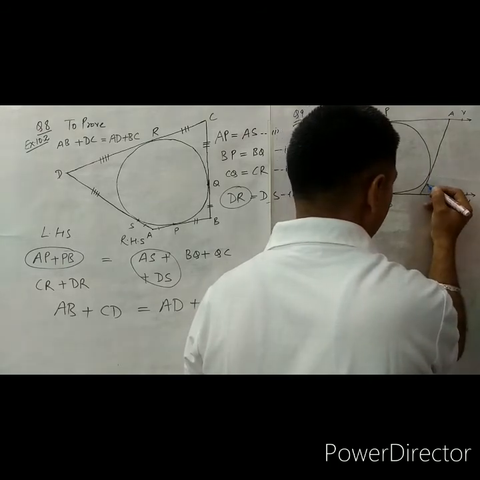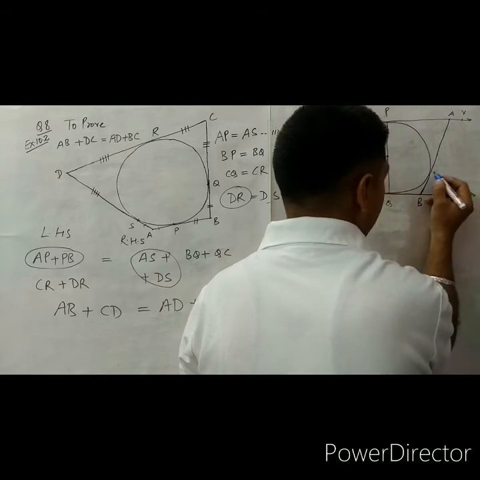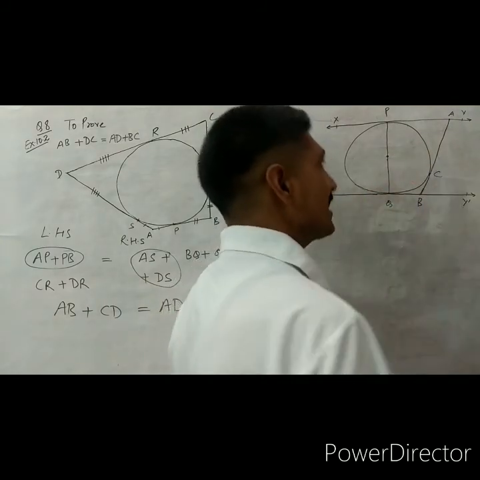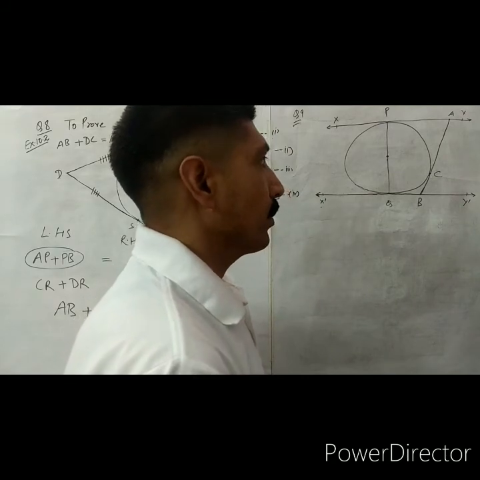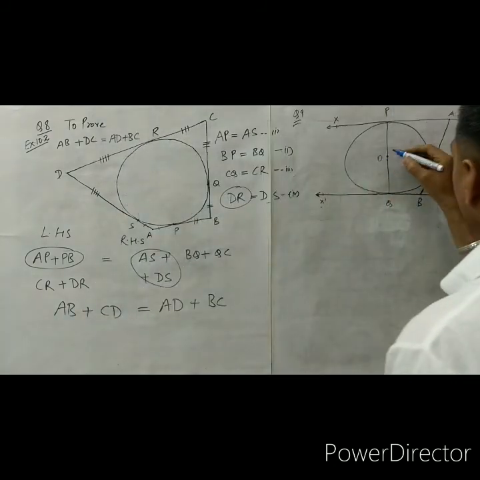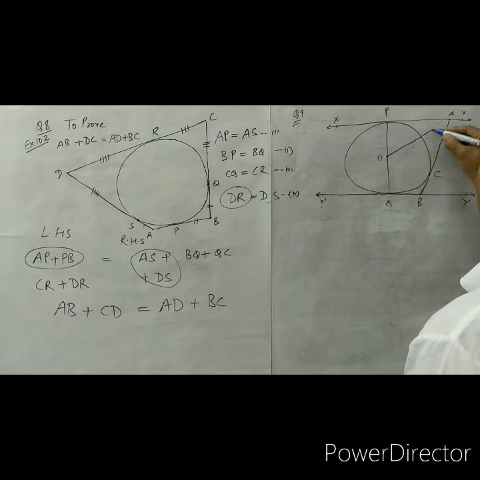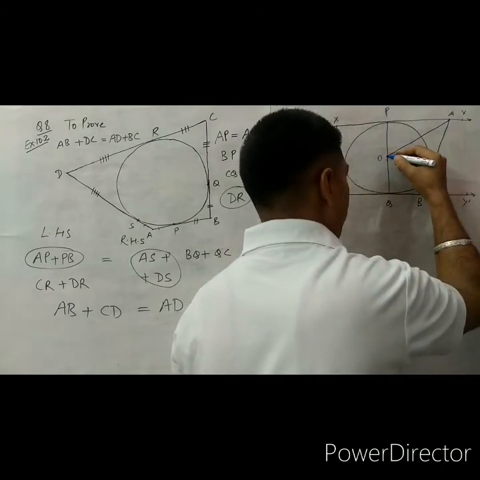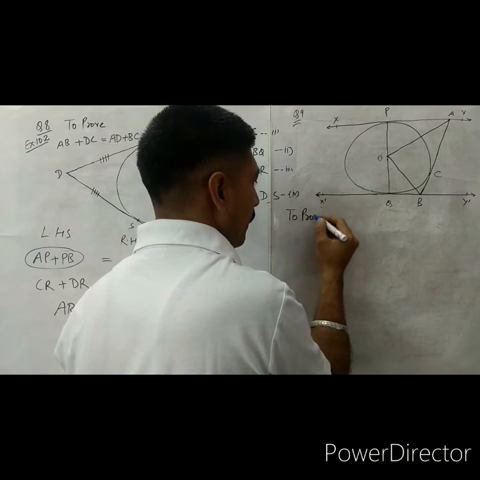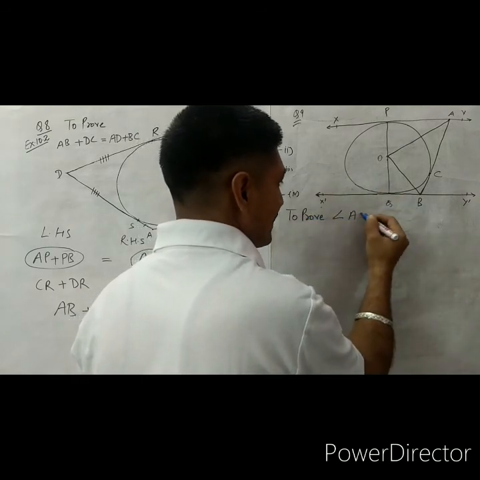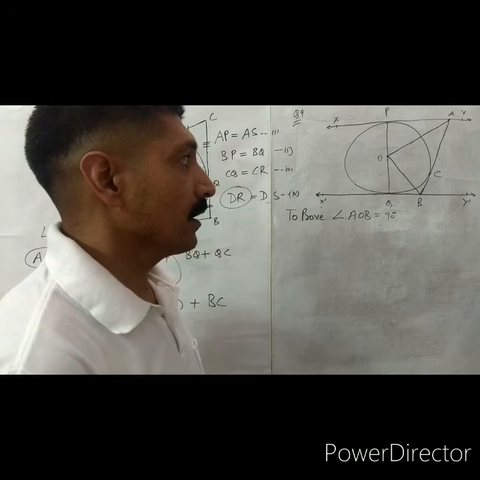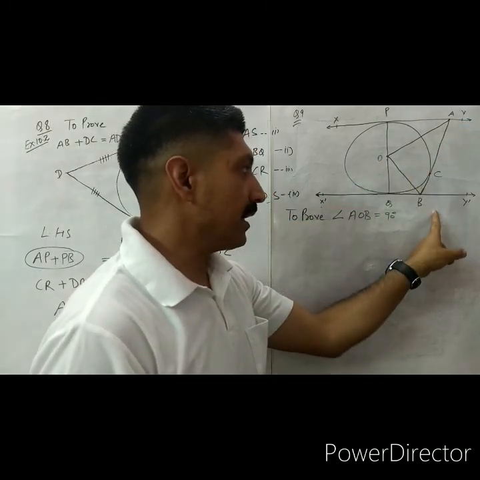Such that line segment AB touches the circle at point C. The diagram is given in the book. Join O with A and O with B. In this question, we want to prove that angle AOB is a right angle, 90 degrees.